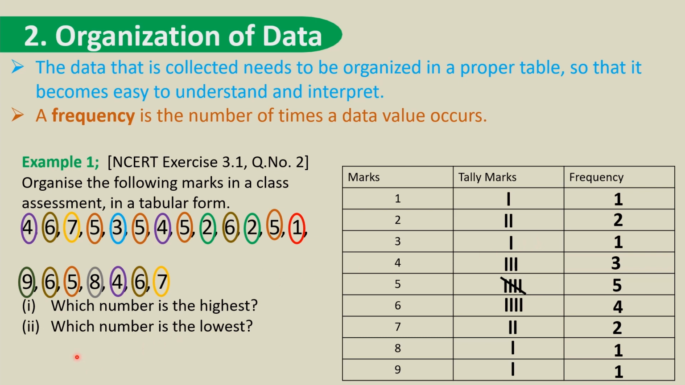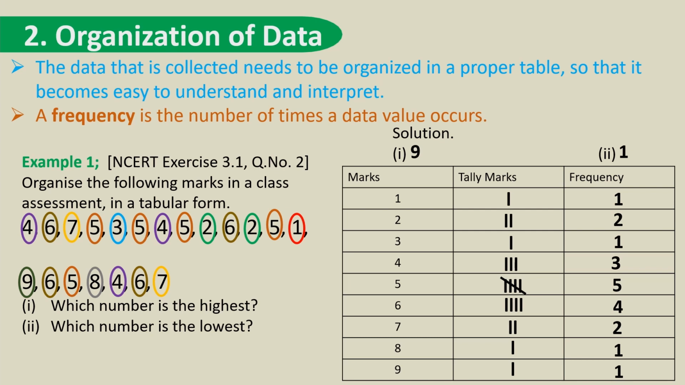Now there are some questions given here. Question number 1, which number is the highest? Highest value is 9. And which number is the lowest? Lowest value is 1, because no student secured a mark less than 1. So the lowest value is 1. So this is the way we organize the data.